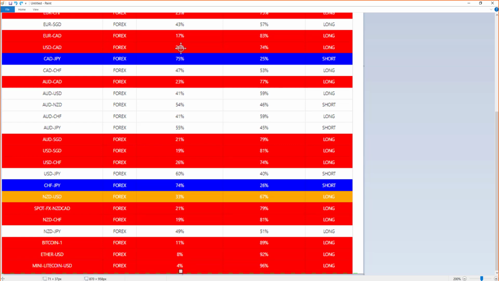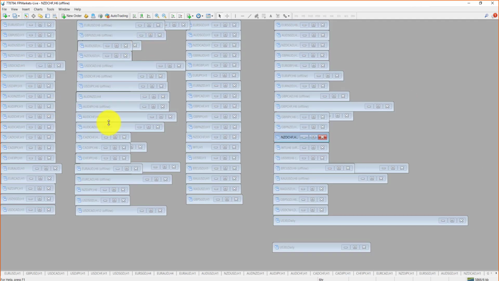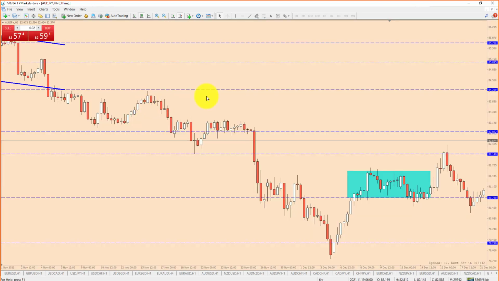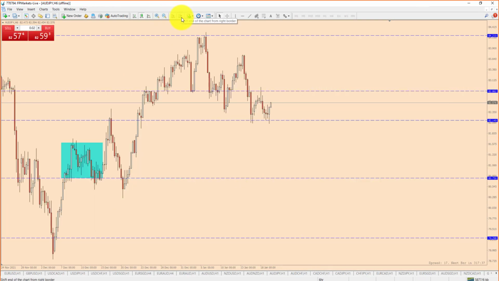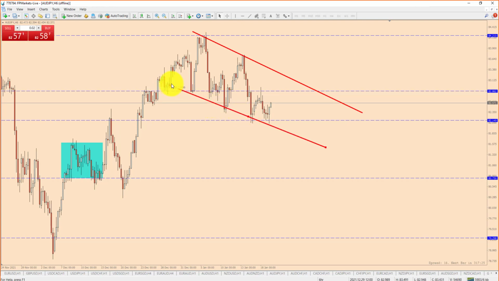Aussie yen is neutral. This is a neutral market. And if you back it up, you'll see that it kind of seems to be stuck in a bit of a channel here, which to me suggests that the best course of action would be to trade the channel.